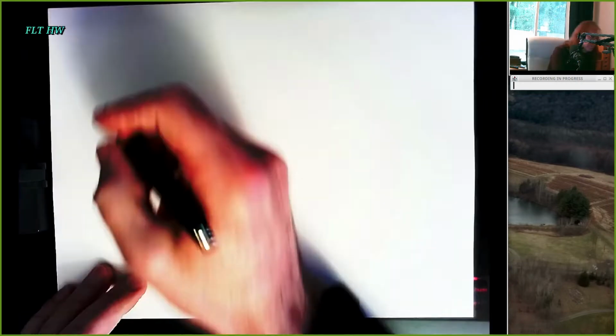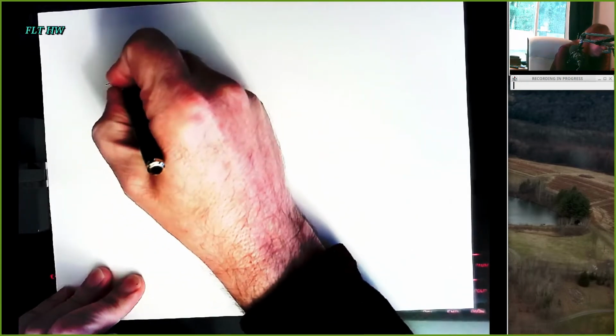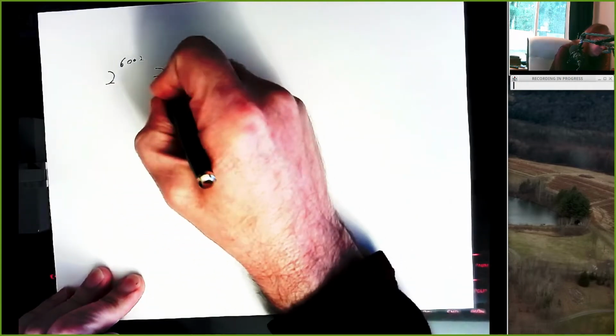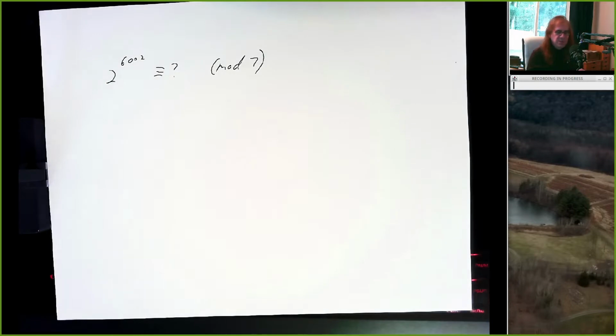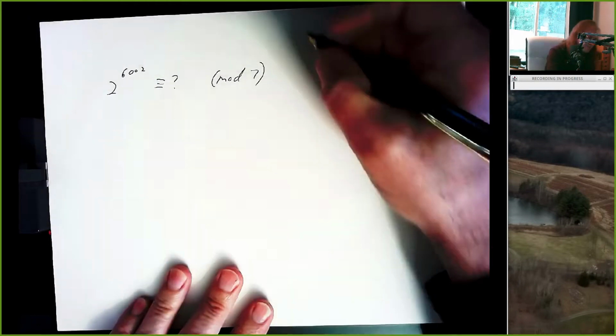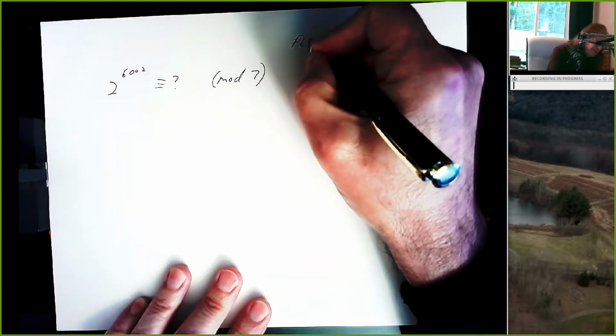Fermat's little theorem: 2 to the 6002 mod 7. Correctamundo. So the answer was 4, but the way I got there was quite bad. So Fermat's little theorem tells us one thing.